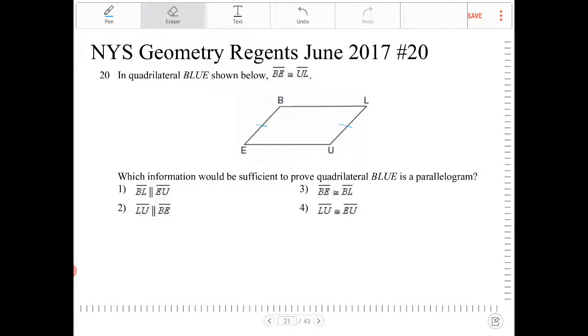Option 2, LU is parallel to BE. Yes, that would absolutely work, because that is actually one of the conditions to show that a quadrilateral is a parallelogram. If you have one pair of sides that are both parallel and congruent, then this is going to be a parallelogram. Option 2 would absolutely work. Let's talk about options 3 and 4, why those don't work, because I think they're a little more interesting here.